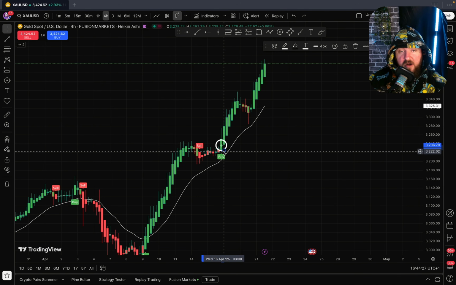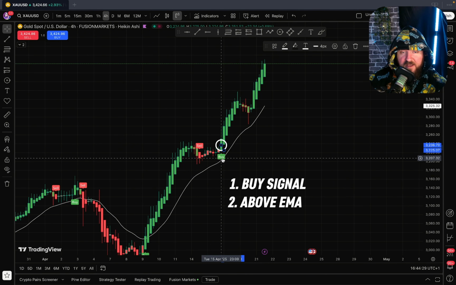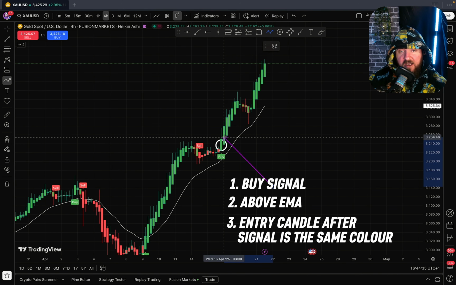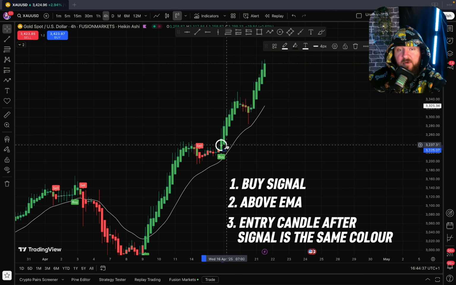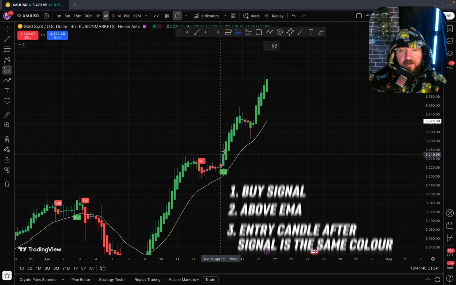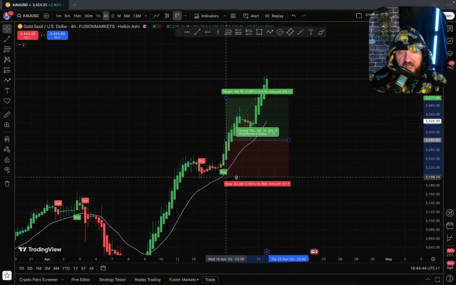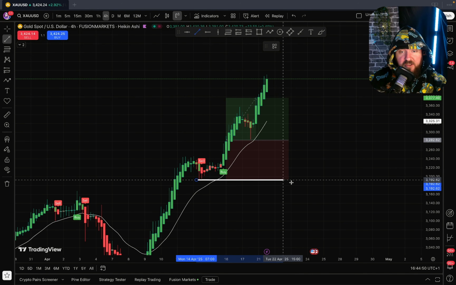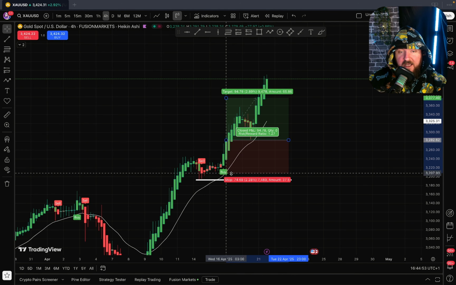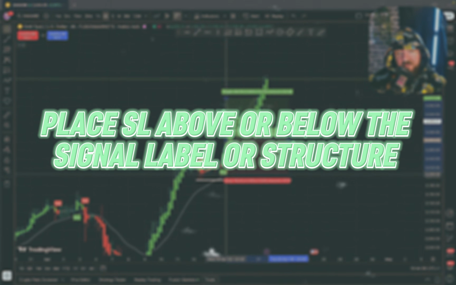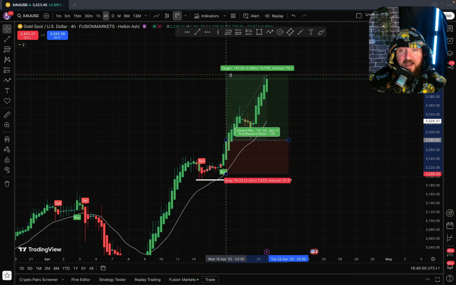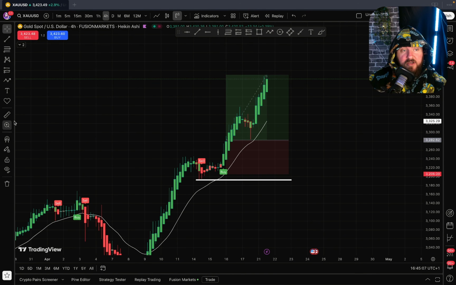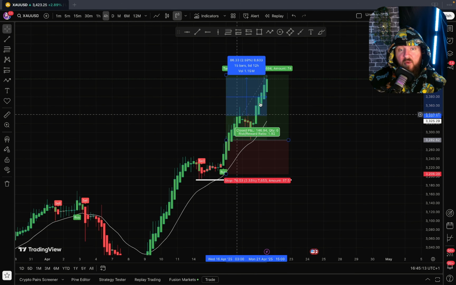So 1, we got our buy signal, check. 2, it's above the EMA, check. And 3, the entry candle closes nice and bullish and green. That's what we're looking for. So we got all our confirmations. We get in and we put our stop loss below structure, which is the safest place. Structure here would be below these wicks, or at least below the EMA and the buy signal, in a buy. You can see we would have already been 1 to 2, and that would have taken 5 days. So you would have been in this trade for a week just to get 1 to 2.